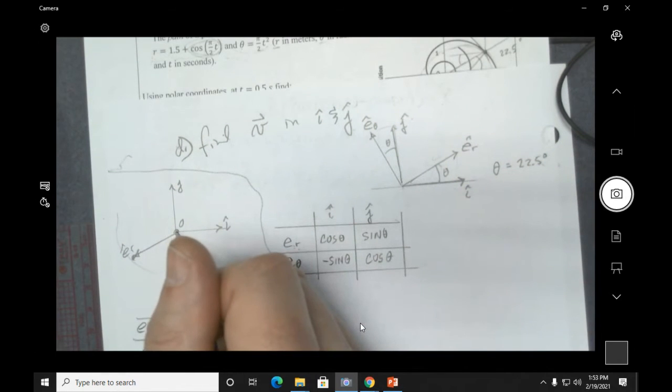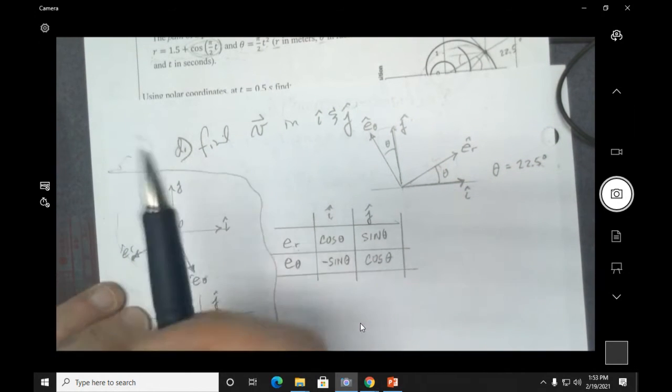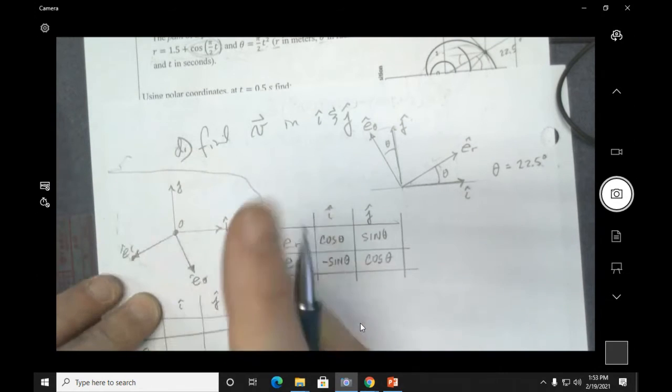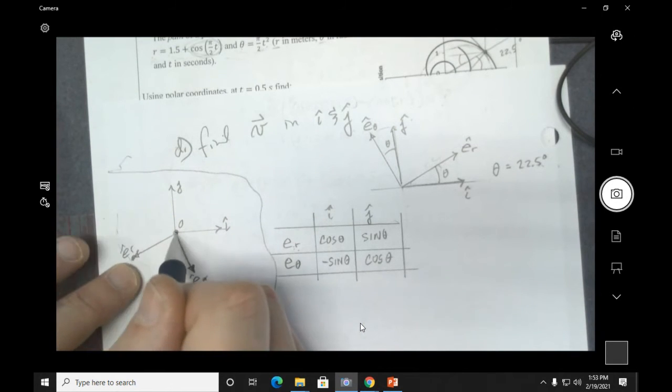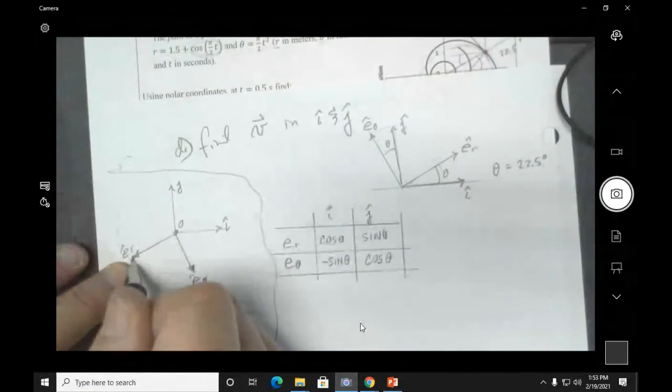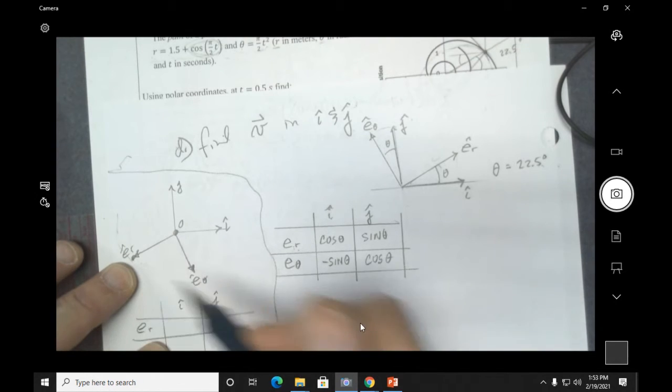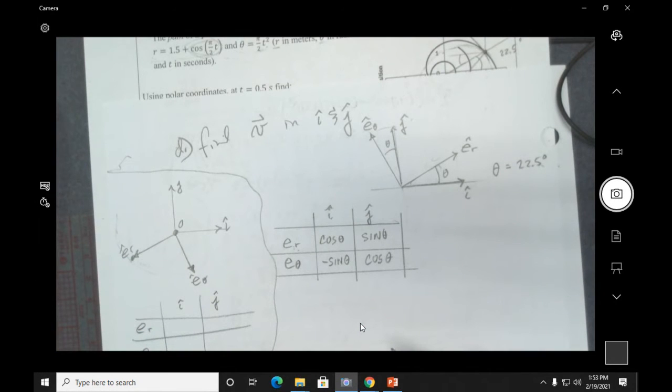Right? Because remember, in polar, the origin is like some fixed reference point, and we're looking at the particle. So the ER is just going to be aligned with where the point is and the point about which we're taking the reference. Got it. That makes sense.